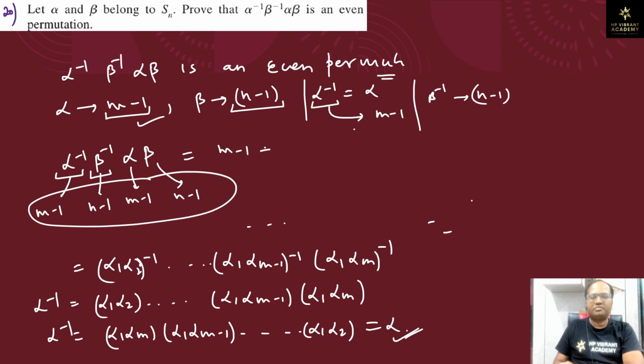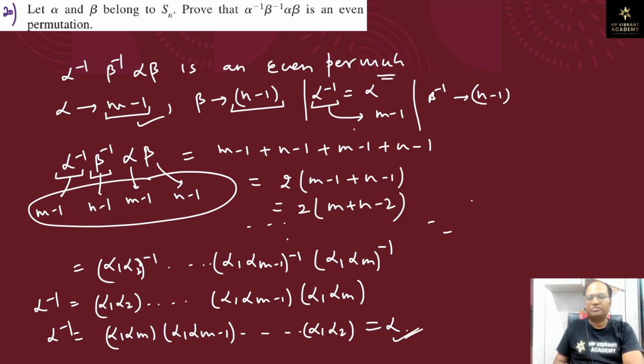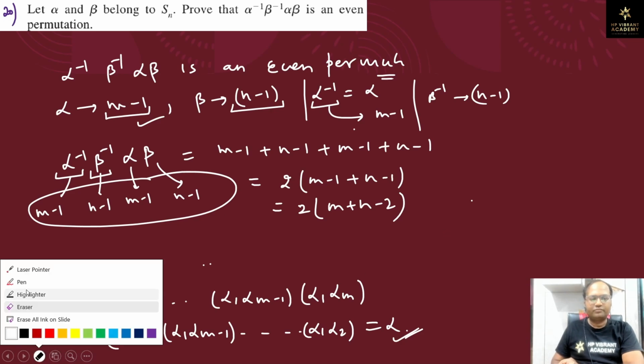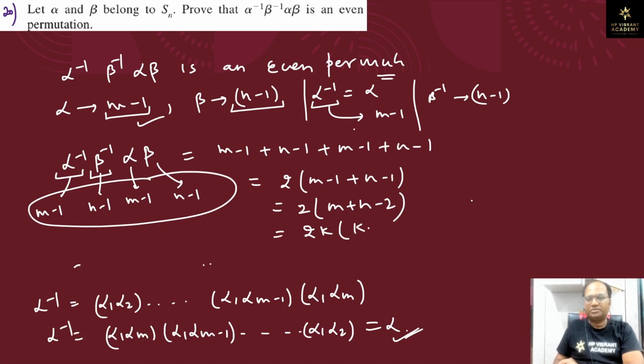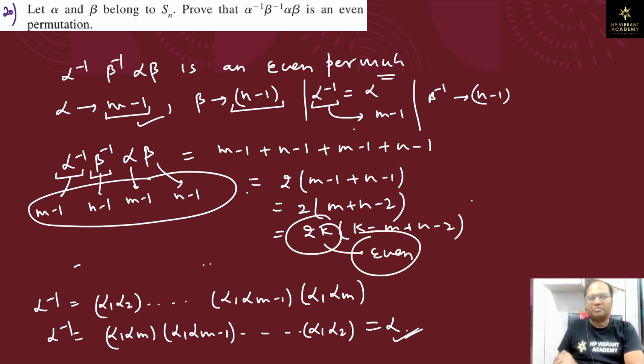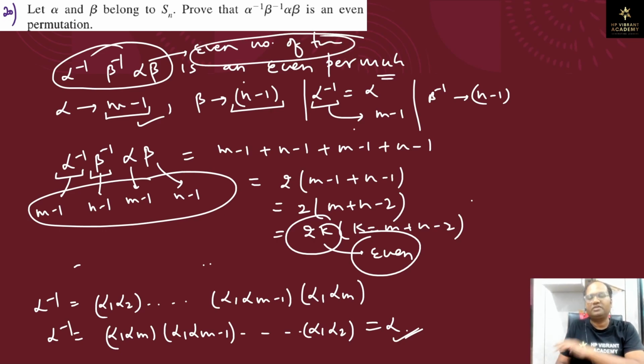So we have m minus 1 plus n minus 1 plus m minus 1 plus n minus 1. So this is equal to 2 times of (m minus 1 plus n minus 1). So this is equal to 2 times of (m plus n minus 2). And let us take this one as k. This is equal to 2k, where k is equal to m plus n minus 2. ये 2k क्या हो गया, इवन आ गया ना. जिसका मतलब क्या हो गया, अल्फा इन्वर्स बीटा इन्वर्स अल्फा बीटा इज हैविंग इवन नंबर ऑफ ट्रांसपोजिशंस. So if a permutation is having an even number of transpositions, then we call that permutation an even permutation.